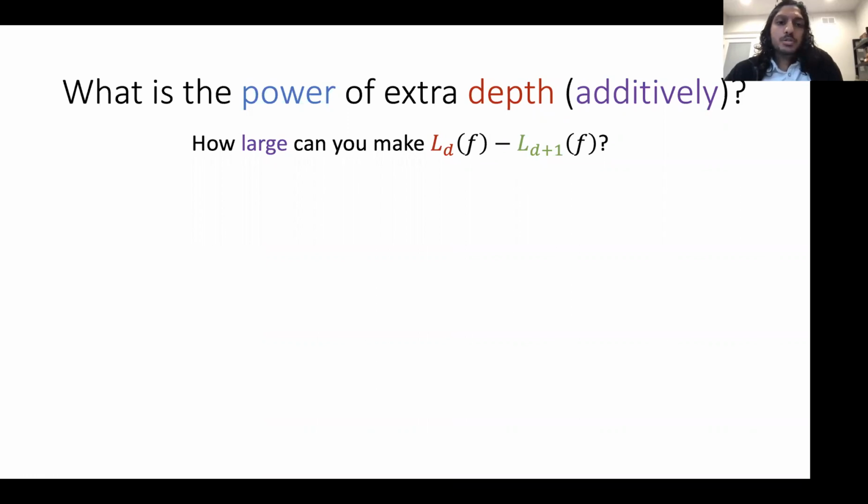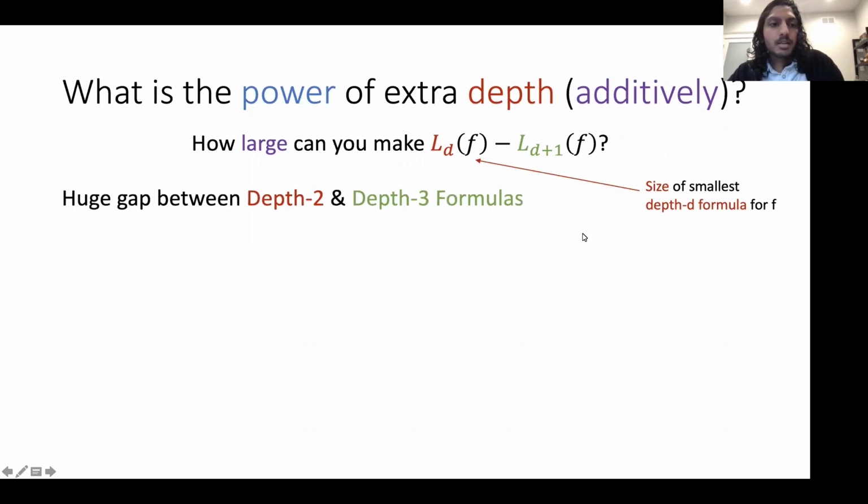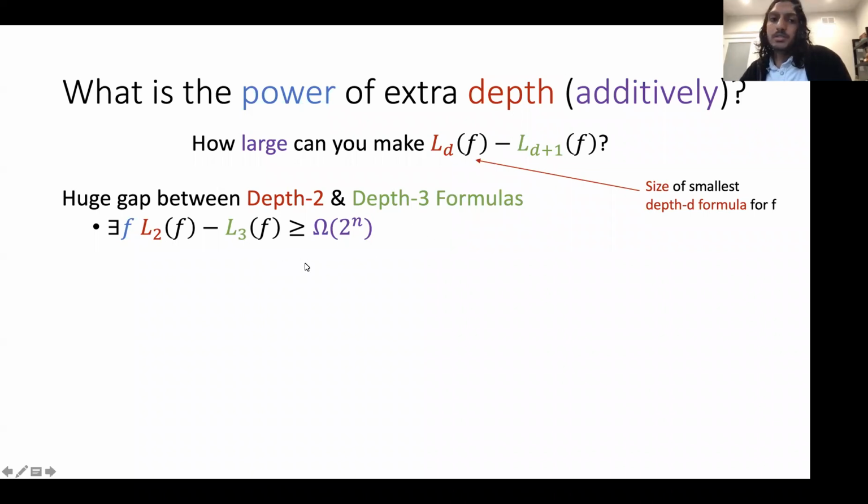Okay, so this is a natural question. If I asked you to study this, and just to remind you, this quantity means the size of the smallest formula of depth d, the first thing you'd probably do is look at depth 2 versus depth 3. There, it's very easy to prove that there's a huge separation. The parity function requires 2 to the n size DNFs, but at depth 3, you can do exponentially better. In fact, there are even better examples than parity. So you get a huge gap between depth 2 and depth 3.